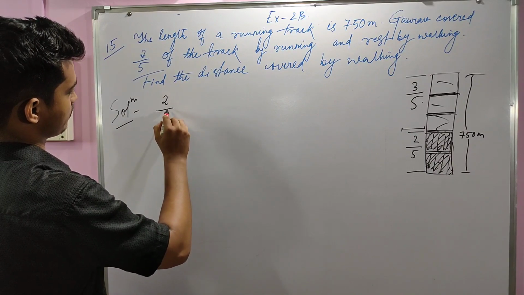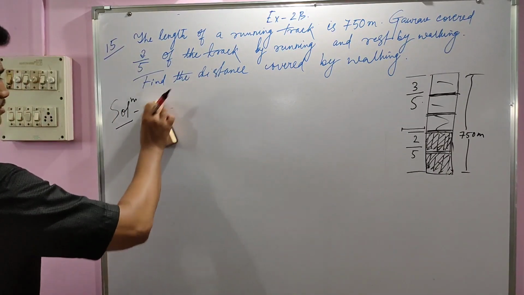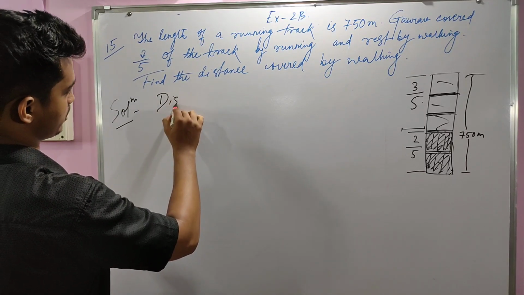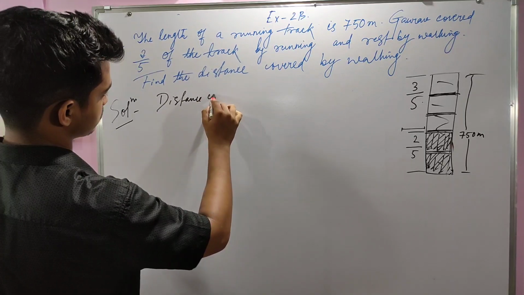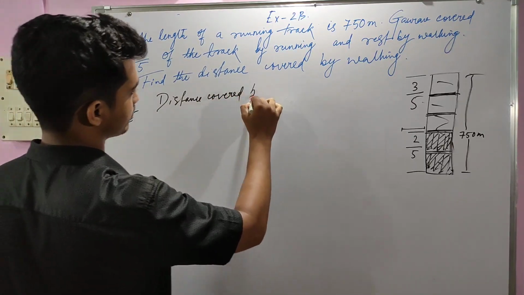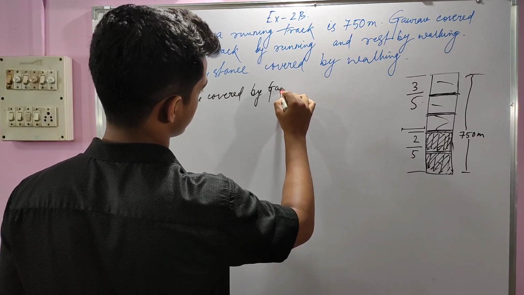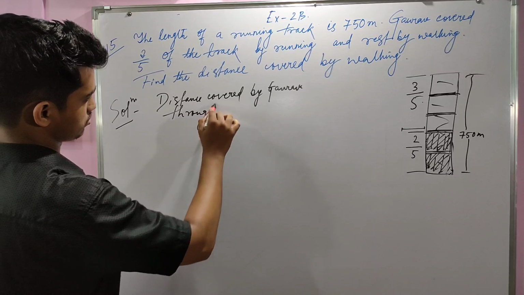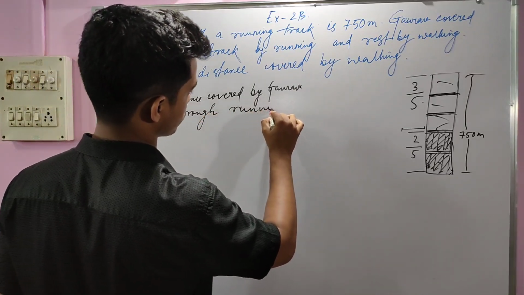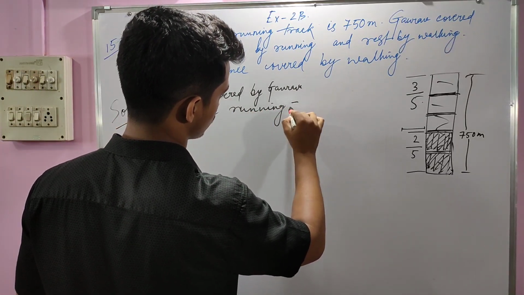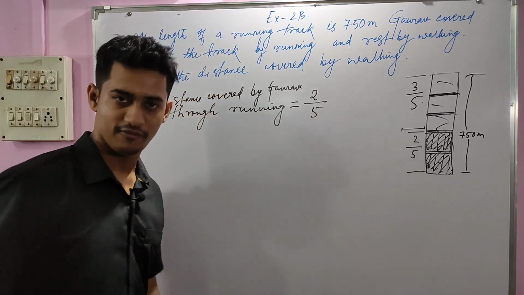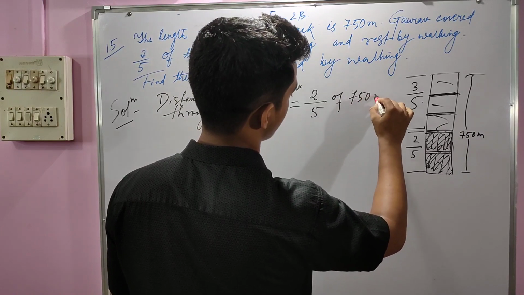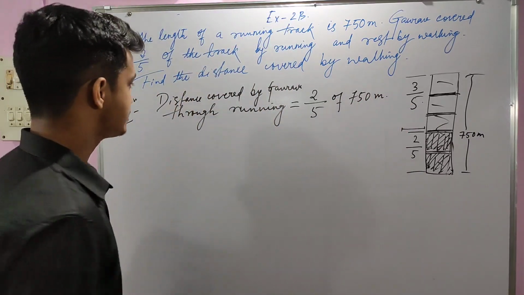Now see, how do we write it? Distance covered by Gaurav through running equal to 2 by 5 of 750 meter. Now what remains?